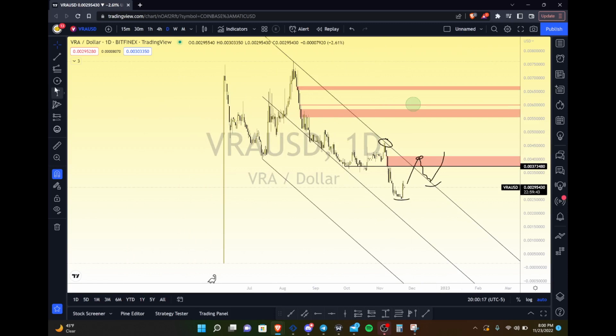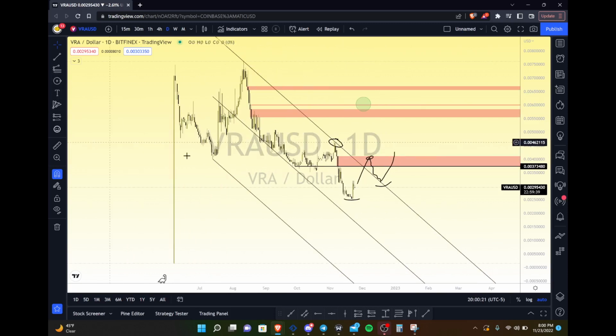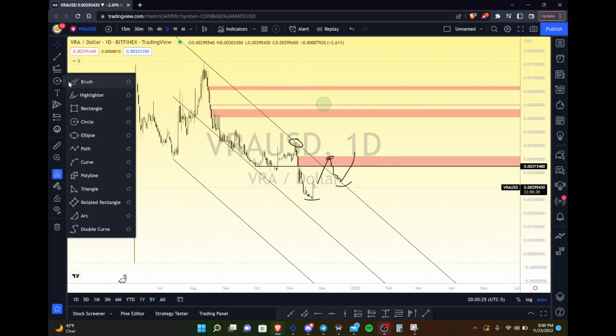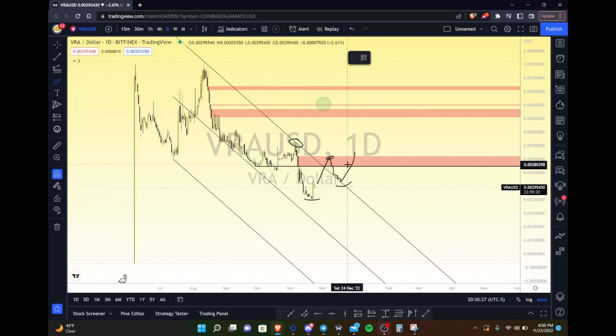So let's say price does get there, what will the overall structure look like, right? So you have to ask yourself that. We don't have a lot of information here, but we can kind of give our most educated guess from our experience looking at all these other charts.